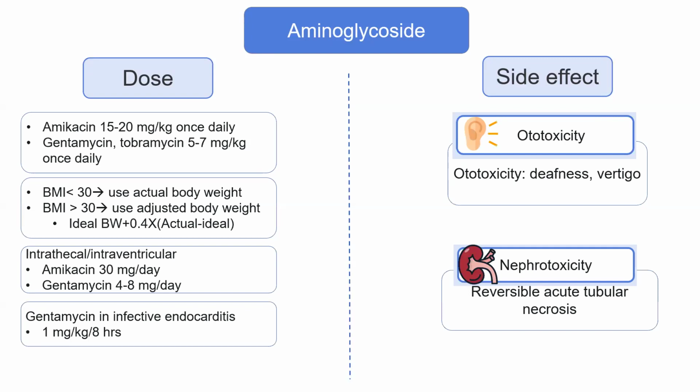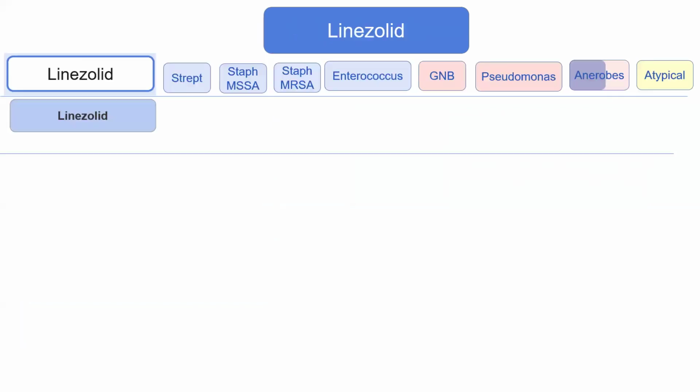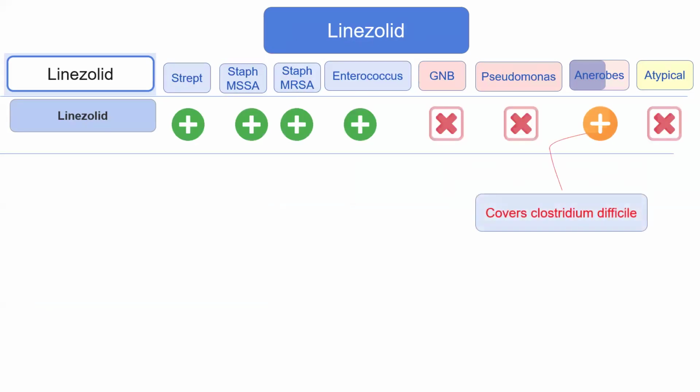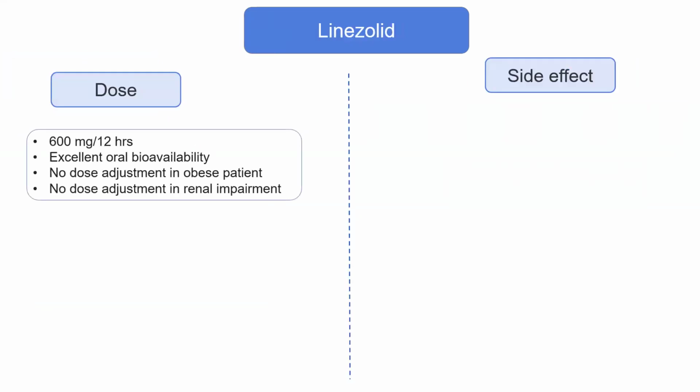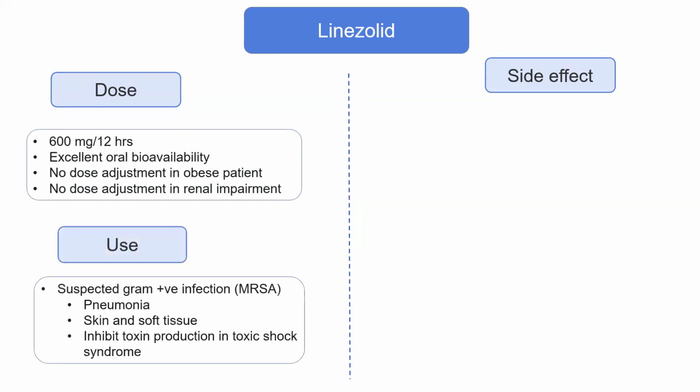The main side effects are ototoxicity, deafness, and vertigo, and reversible acute tubular necrosis. Linezolid is mainly against gram-positive, especially MRSA and Enterococcus, and has some coverage against Clostridium. The dose is 600 milligram every 12 hours. There is no dose adjustment either in obese patients or in renal patients. It is used mainly in pneumonia, skin and soft tissue infection, and it also inhibits toxin production in toxic shock syndrome.